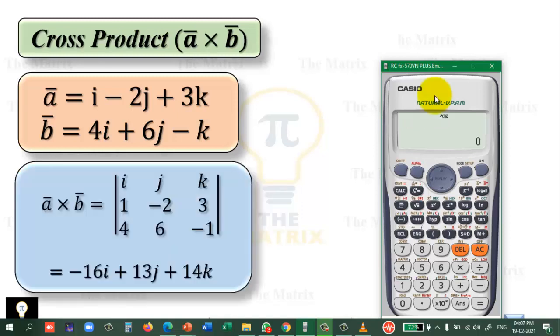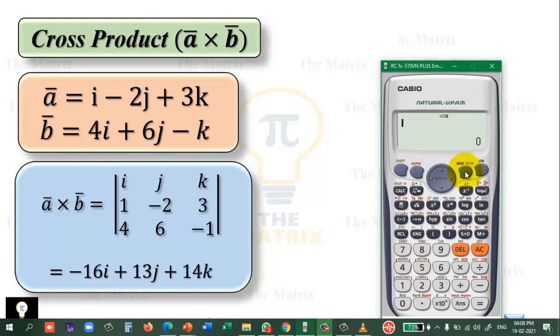Now, to find the cross product of these two vectors, we have a bar and b bar same as in the previous slide. Their cross product is taken manually as a determinant of the ijk components of a bar and b bar. And we know this is nothing but a 3 by 3 matrix, and its determinant can be obtained in the usual way. So the answer is minus 16i plus 13j plus 14k. So the cross product gives us the vector form again. Let's see how the calculator solves this.